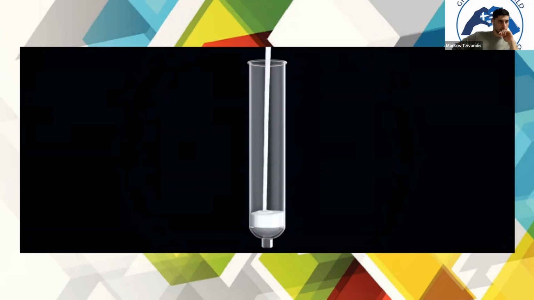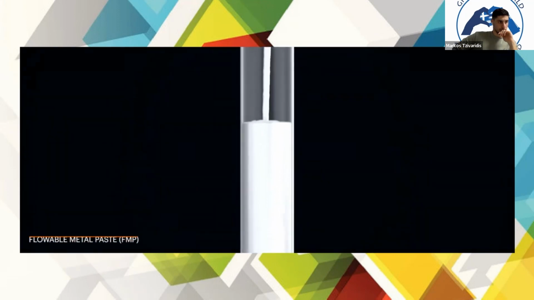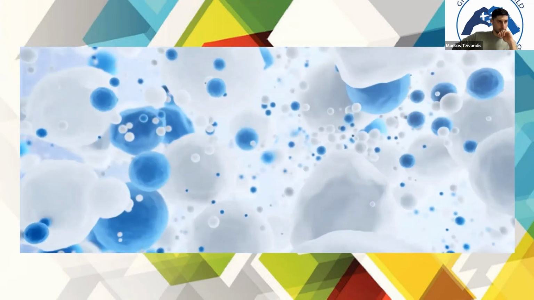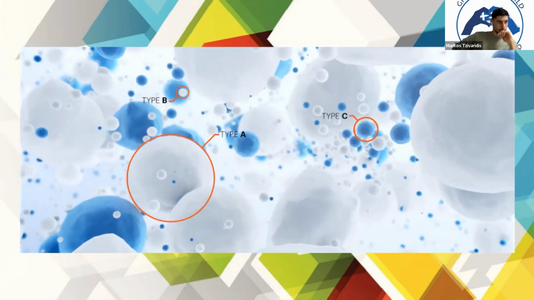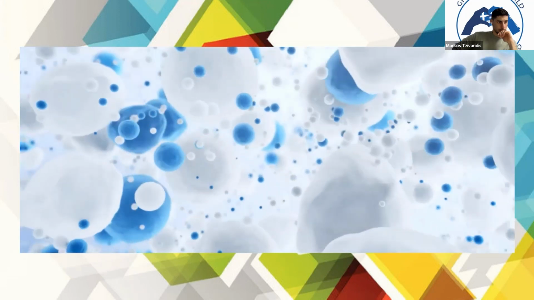The process starts with Mantle's line of patented flowable metal pastes, or FMPs. Metal particles are suspended in a liquid carrier to ensure safe handling and uniform particle distribution. FMP materials contain multiple different particle types and sizes to custom tailor the density, strength, and surface finish of the resulting metal part.